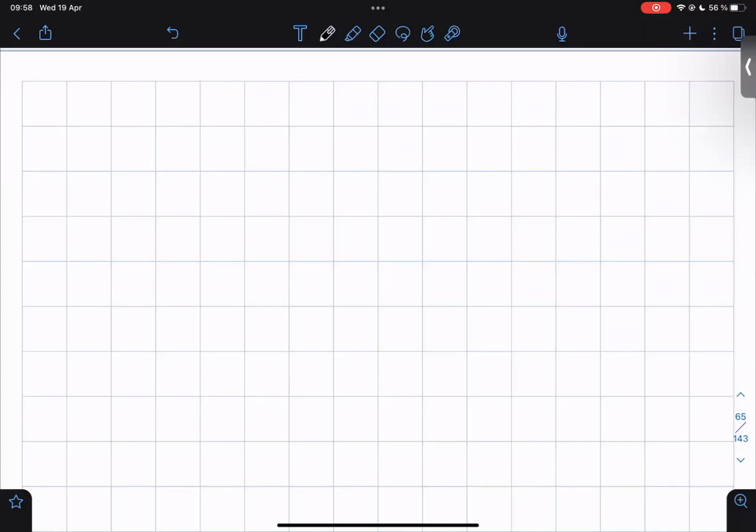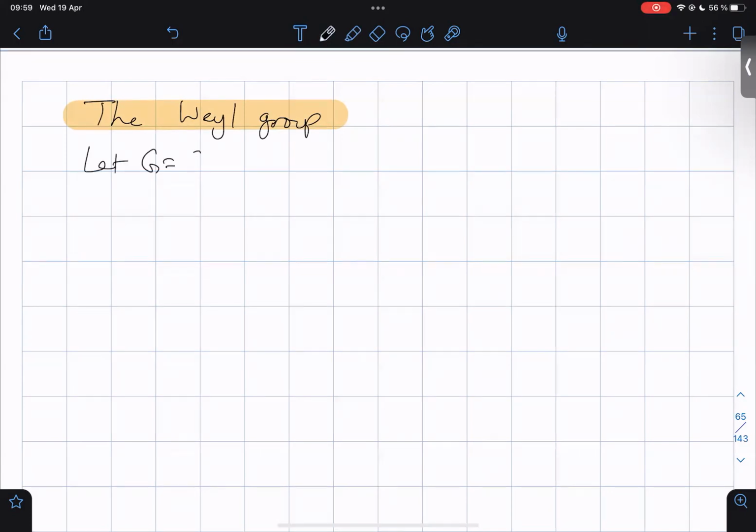Okay, so I want to tell you about a nice group sitting in the background of what we've been doing, namely something called the Weyl group. Okay, so let me give you the definition. Let G be SL3 or SLn+1 C. And then inside the Lie algebra, we'll have our Cartan subalgebra consisting of diagonal trace-free matrices.